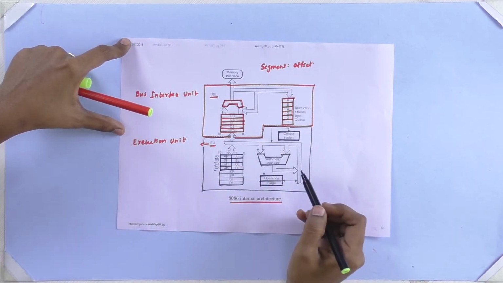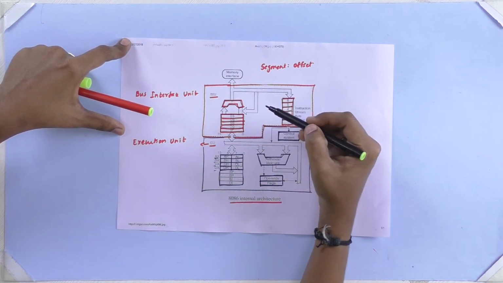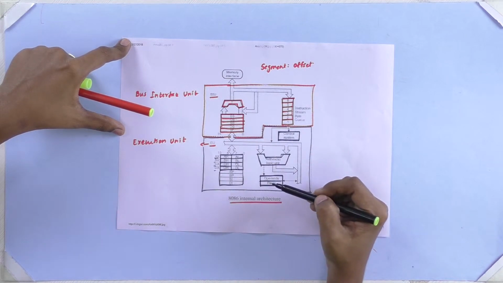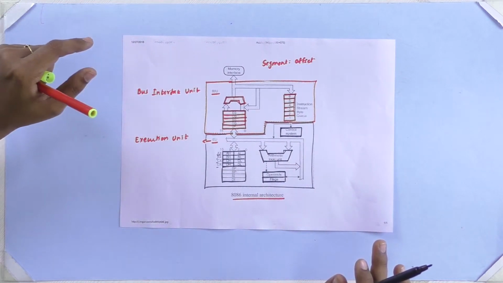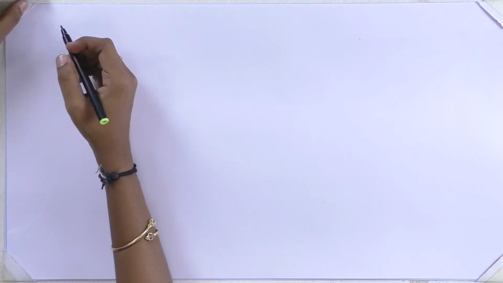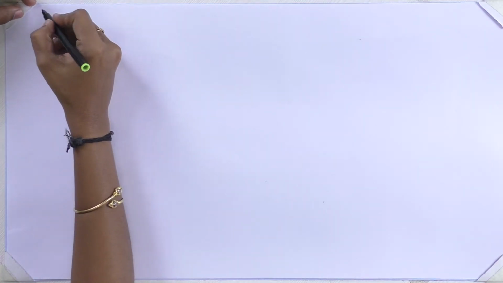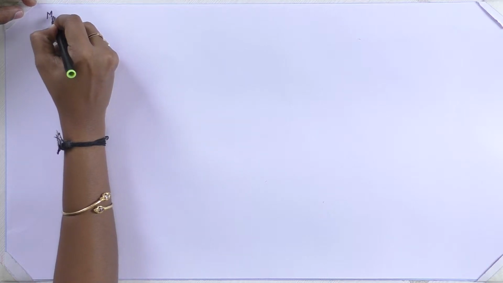So these are all the functions of the two units, bus interface unit and execution unit. This is all about the 8086 internal architecture. Next, we will discuss the concept of memory segmentation.